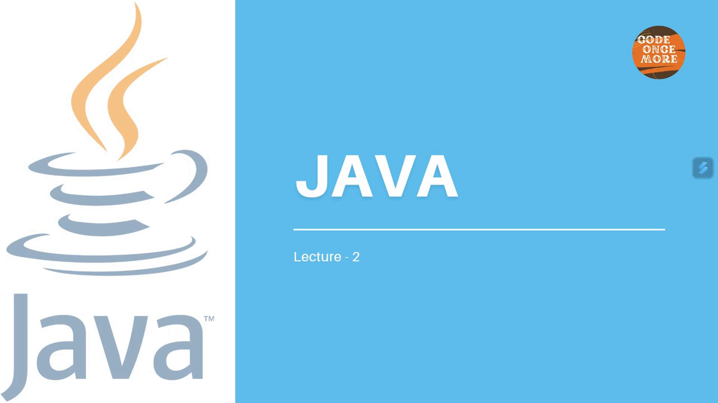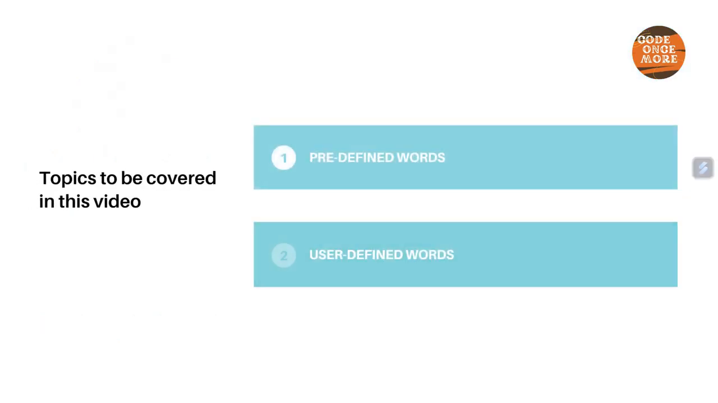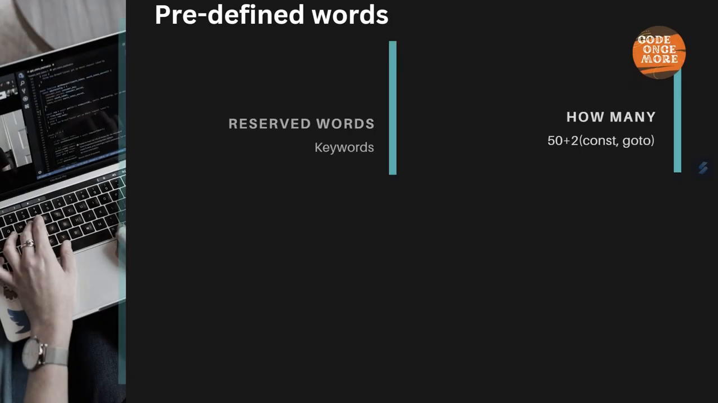Today we are starting our Java programming lecture number 2. So let's discuss what topics are being covered in this video. The topics are predefined words and user-defined words that are used in Java. So first come the predefined words.